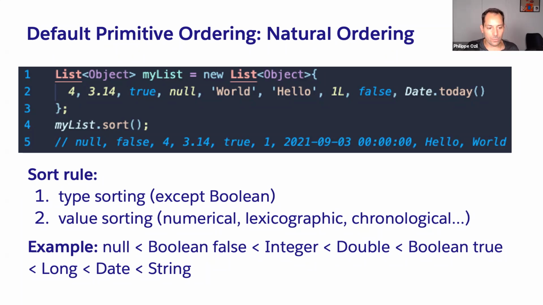So really remember that the first thing that works is type sorting and then value sorting. This is true also for custom objects. Remember that the two things are separated. Here I've given you for reference the list of different object types in the way they are ordered by default. Again, there are more primitives than just that, but just to give you an idea.